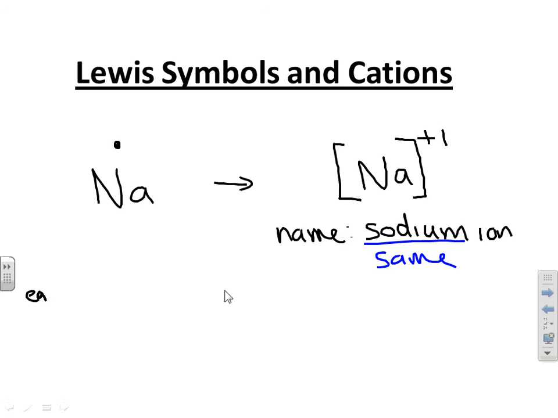Let's just put here example 2. And let's do a magnesium, or let's do calcium, Ca. How many dots? Yep, 2 dots. It's going to lose them all because it gets rid of all of the dots.